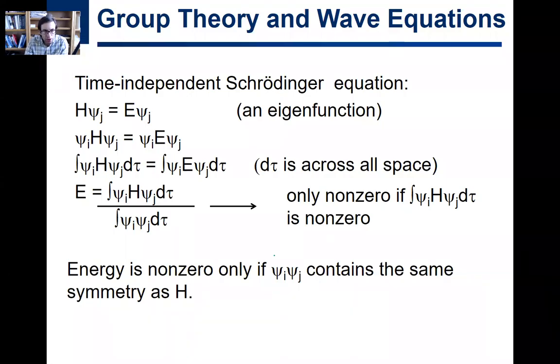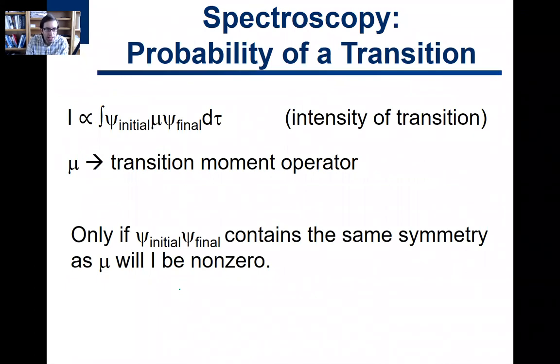Okay, so now we know the conditions wherein we will have an integral or energy for the probability of this transition to be zero or not. Basically, the key comes down to it will only be non-zero if psi i times psi j has the same symmetry as H, as we explained previously. So what is the Hamiltonian H? For different processes it is different things.